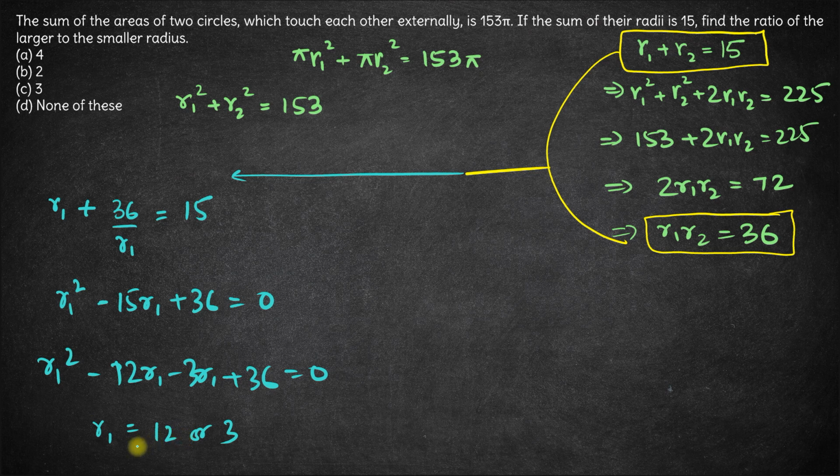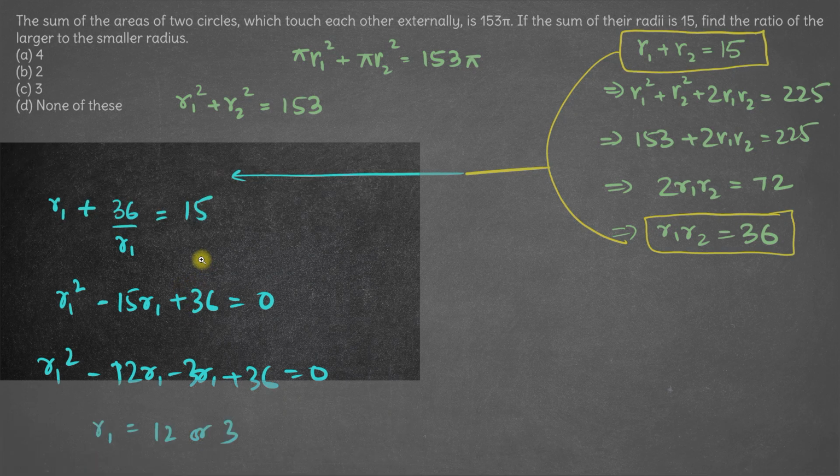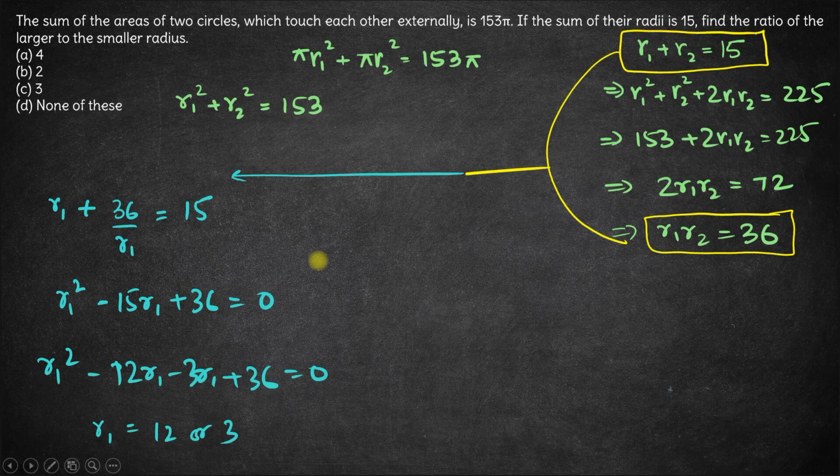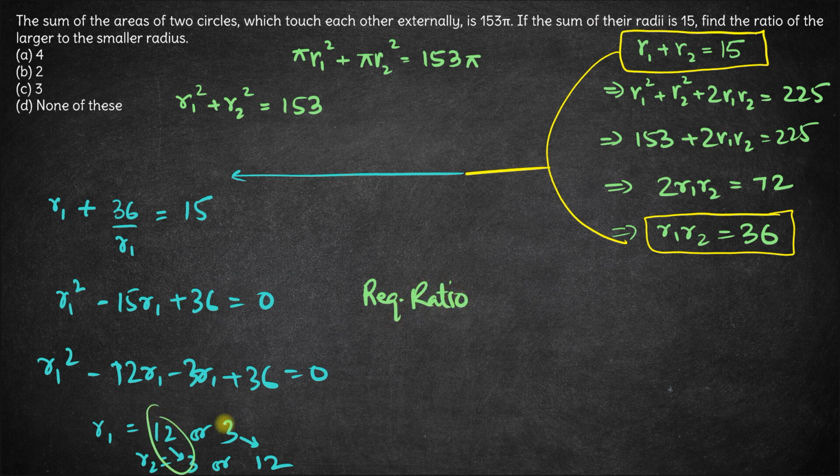So if R1 is 12, in that case R2 must be 3, and if R1 is 3, in that case R2 must be 12. Okay. So in any case, what we need to figure out is the ratio of larger to the smaller radius. So the required ratio, in any case, either this or this, the larger radius is 12 and the smaller radius is 3.